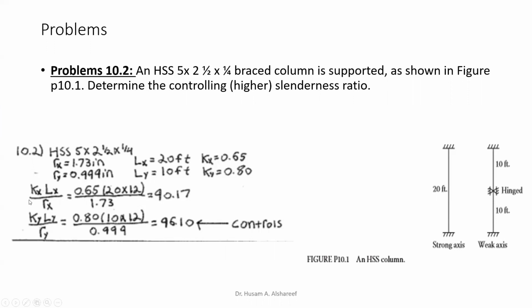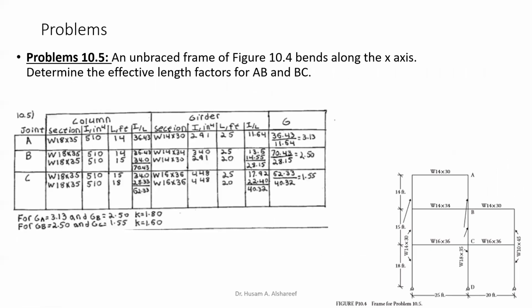So then your slenderness ratio for x is KL over r. Plug and chug, it gives you 90.17. And for KL over r for the y-axis, plug and chug, it gives you 96.10. So the larger controls, and this is your solution. That's the first problem of today's lecture.